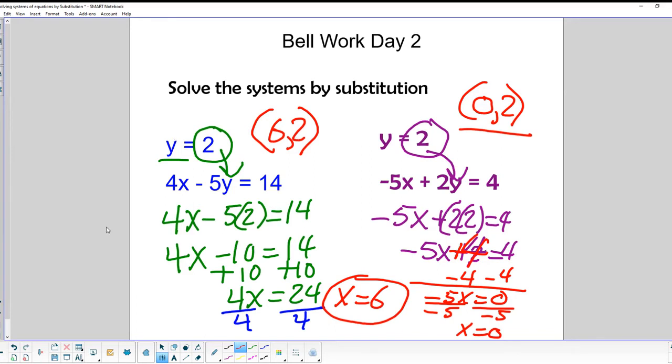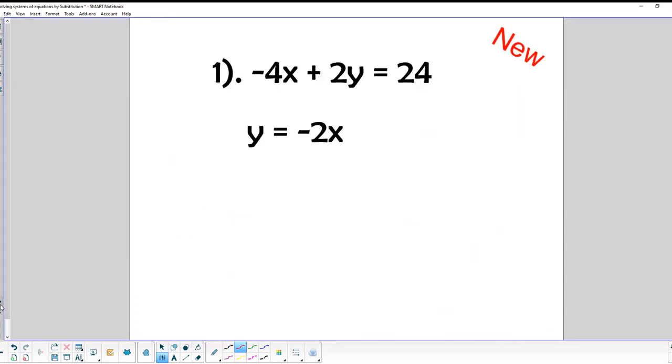So what new twist could we give you today? Well, in this case, we're doing basically the same thing, except if it's solved for x or y, we may not necessarily just have an integer. We might actually have a little variable term there. So in order to solve this by substitution, we're going to substitute negative 2x in for y in this case, and then we'll solve it for x.